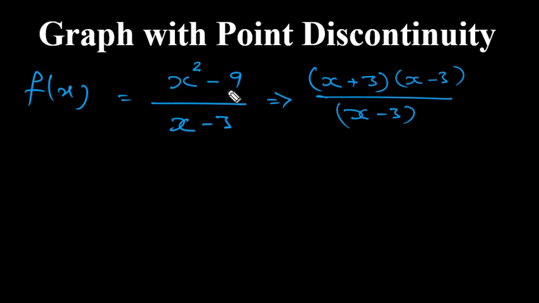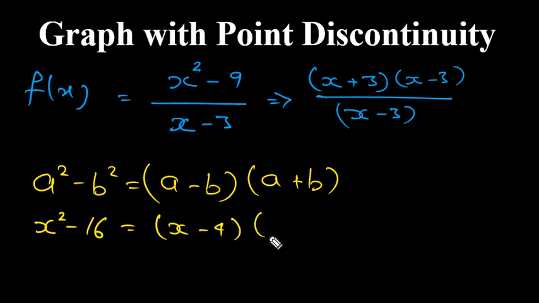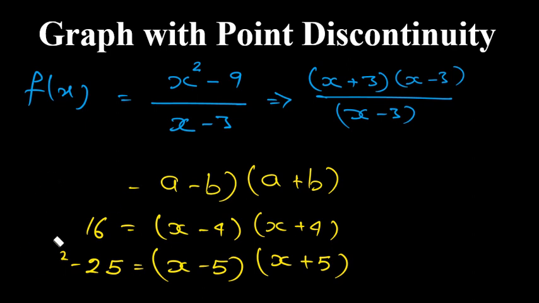If you don't know how to factor this, let me write an example. a squared minus b squared gives you (a minus b)(a plus b). That's the formula. If you have x squared minus 16, 16 is 4 squared, so you get (x minus 4)(x plus 4). Similarly, x squared minus 25 gives you (x minus 5)(x plus 5), because 25 is 5 squared. You should know all this information by now. So I'm removing this now.